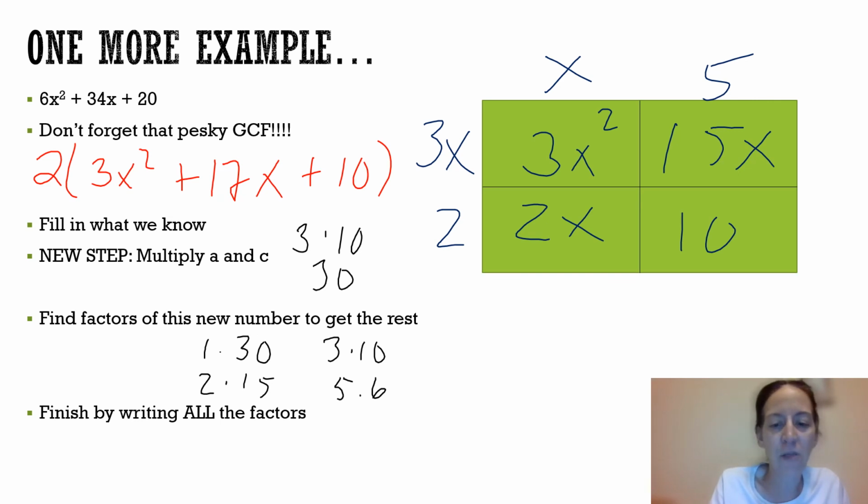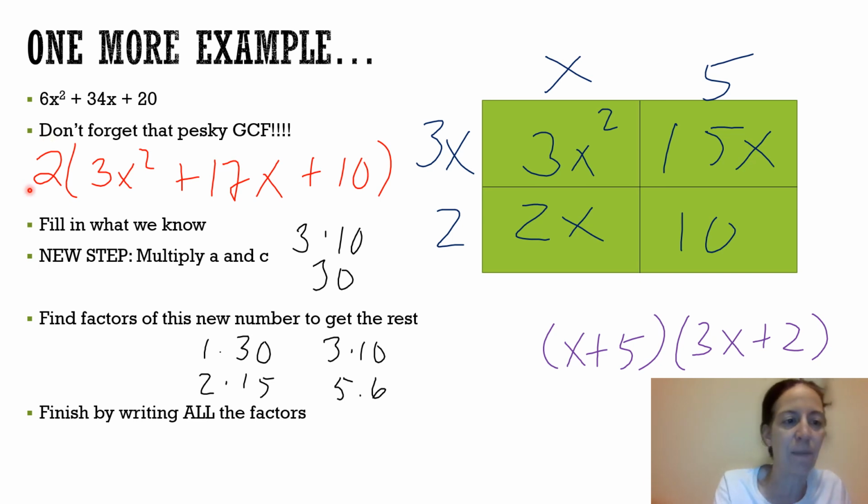So let's put our Thanksgiving meal together. So we have a factor of x plus 5, and we have a factor of 3x plus 2. And then don't forget the bread. We had the bread baking earlier, but we need to put it on the table with the rest of our factors there. So there we go.